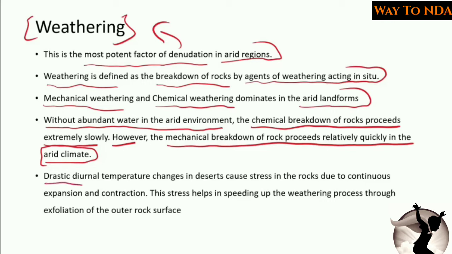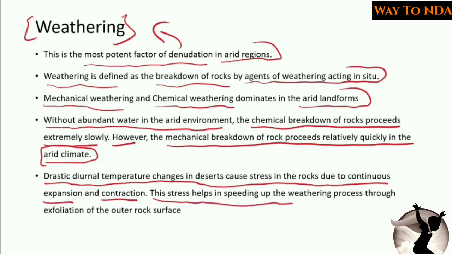Now the drastic diurnal temperature changes in deserts cause stress in the rocks due to continuous expansion and contraction, and this stress helps in speeding up the weathering process through exfoliation of the outer rock surface. The rocks heat up and expand, and at night time they cool down and contract. Due to this stress, the rock disintegrates and exfoliates, giving rise to new types of arid landforms.